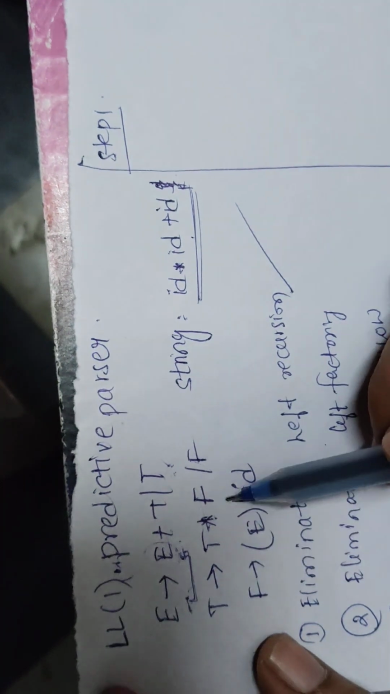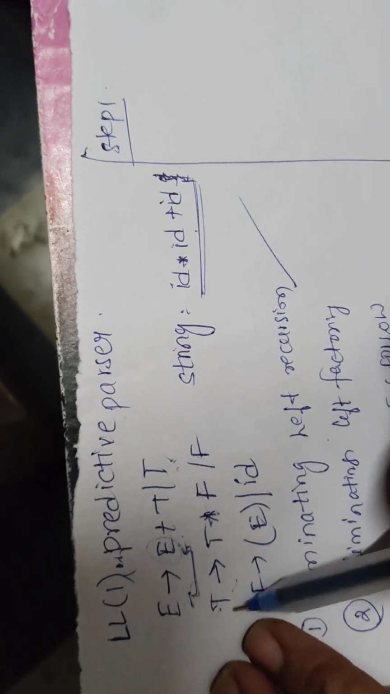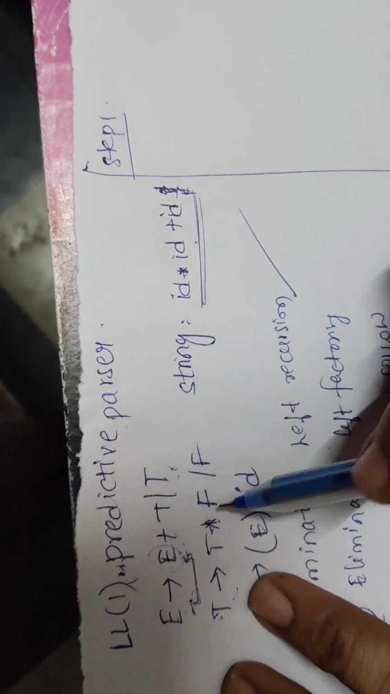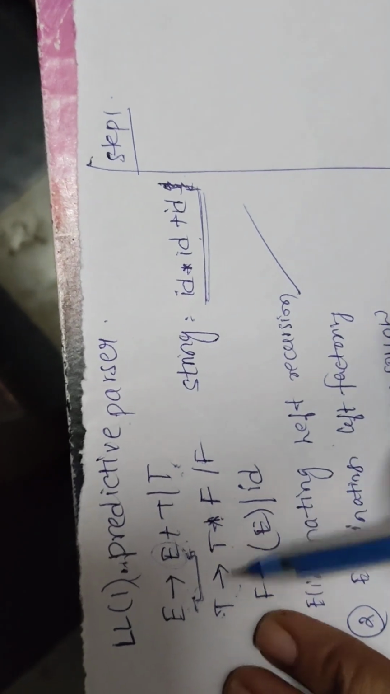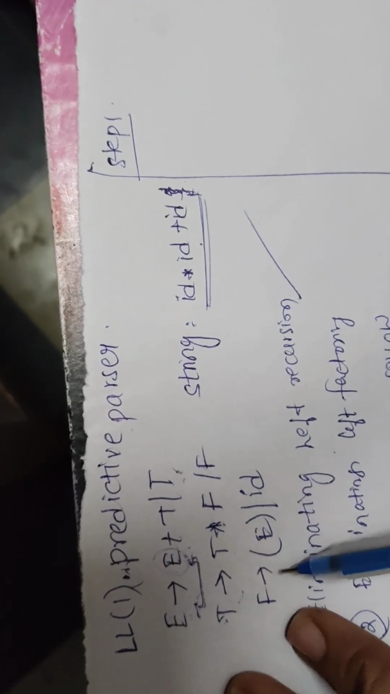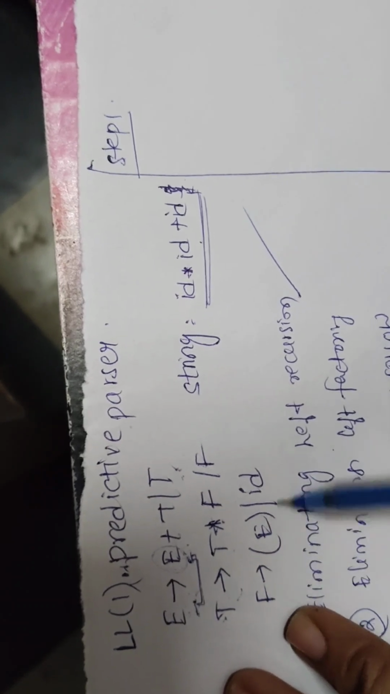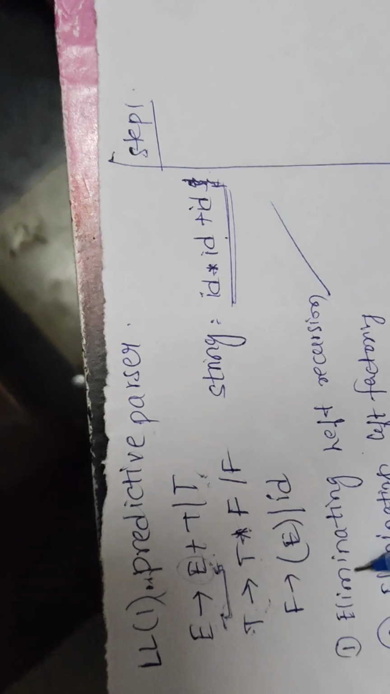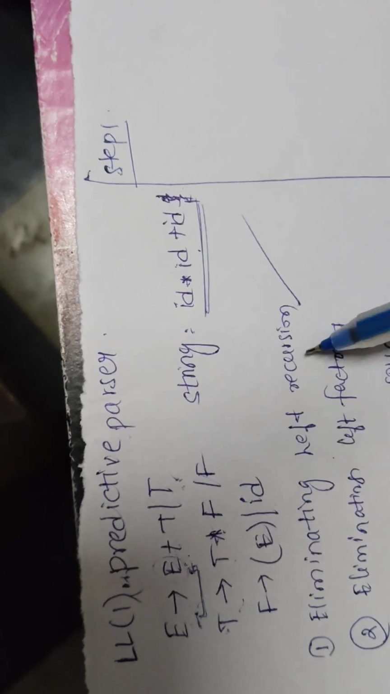So do we have it in this? See, the left element and the leftmost element on the right side, are they the same? Yes, they are the same. That's why we can say this has left recursion. Does this production have left recursion? No, it doesn't. So let's eliminate this left recursion.